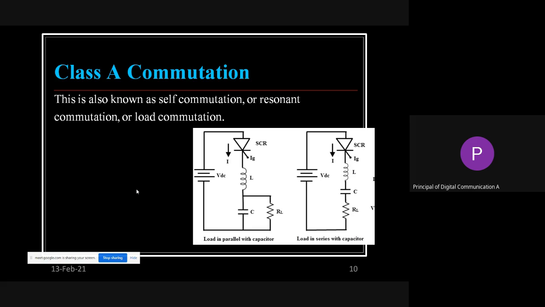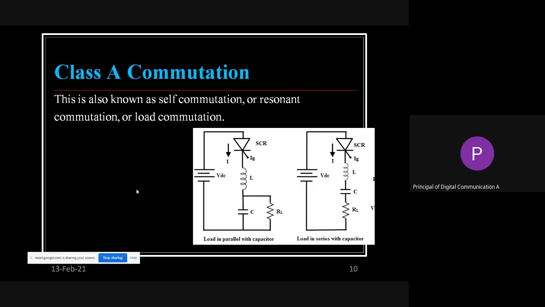The capacitor will charge to plus VDC, then it will discharge through RL, and afterwards the charge in L, that is the inductor charge, makes that capacitor charge in a reverse direction. And once it starts to discharge in a reverse direction, the SCR will go into off mode. This is how the SCR becomes off, and this is the class A commutation.